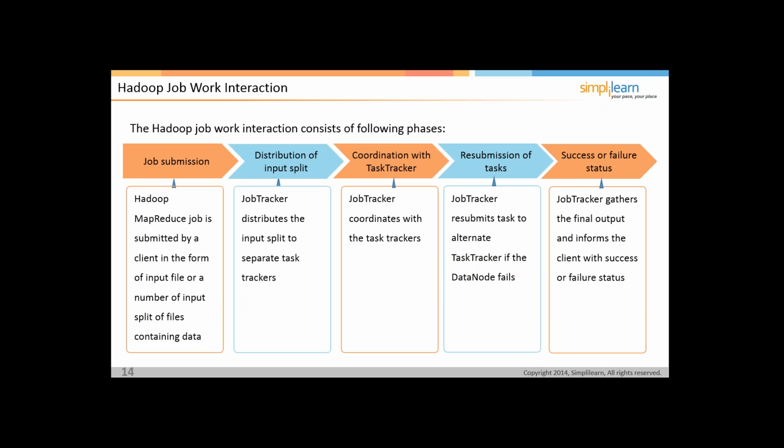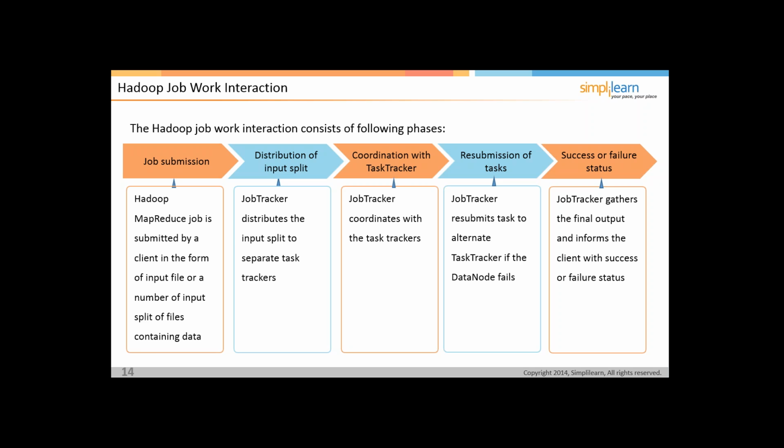Whenever the job is going to execute, first of all the job is submitted through the name node. The data is submitted and blocked into several chunks, and the HDFS data nodes take care of that. Next, the job tracker is assigned a particular job. It is made aware that a new job has been submitted, so the job tracker can start work on that. That's the job submission process, where the Hadoop MapReduce job is submitted by the client in the form of an input file or a number of input splits that contain the data.